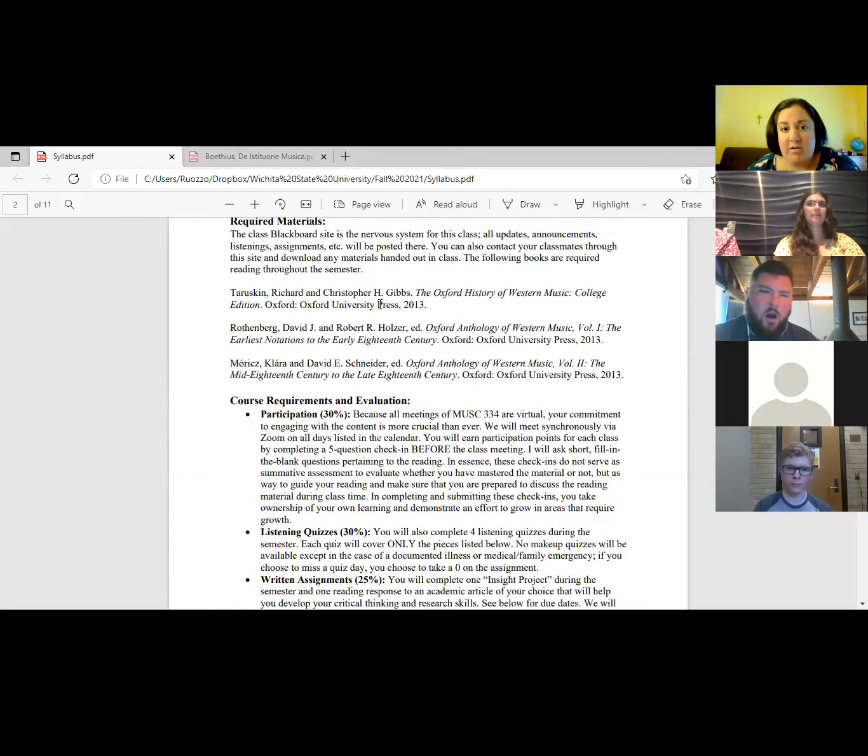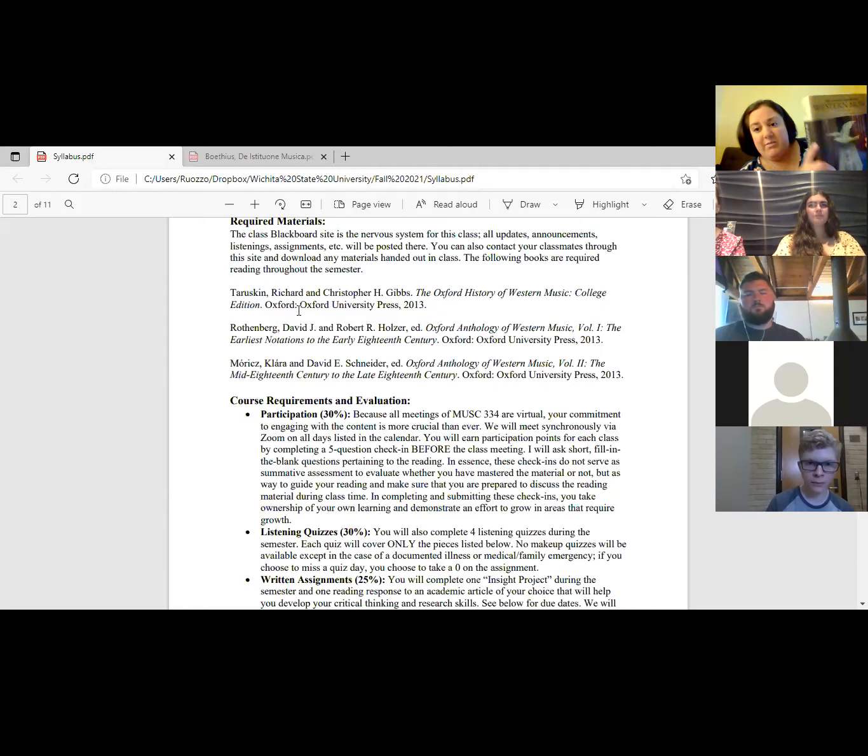Okay, so the required materials are actually 3 separate books that are all interrelated. The first one is the Oxford History of Western Music. Now, there is a second edition out there, but the second edition is more expensive than this. So I am only requiring the first edition. If you want the second edition, you are free to get it. There might just be some small changes. I just don't believe in giving publishers an extra $500 because they changed 3 words.